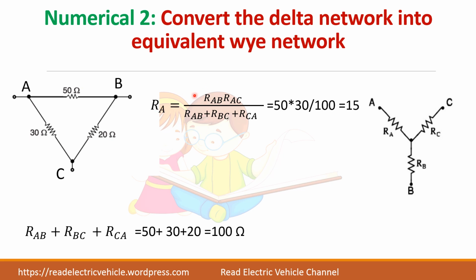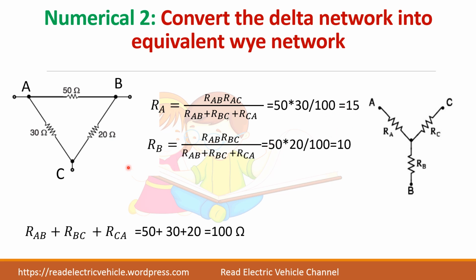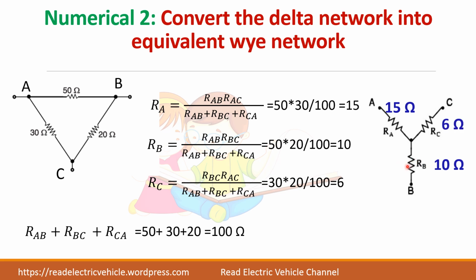Even though you don't remember the formula, just remember the symbol. So if you want RA, multiply these two divided by sum. So similarly for finding RB, 50 into 20 divided by this sum. RC is 30 into 20 divided by 100. So you will get 15, 10 and 6 ohms. You see all these resistances will be less than the resistances here. So star means open, open means resistance less.